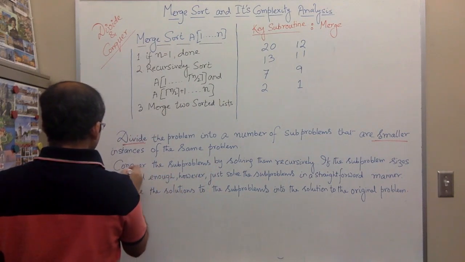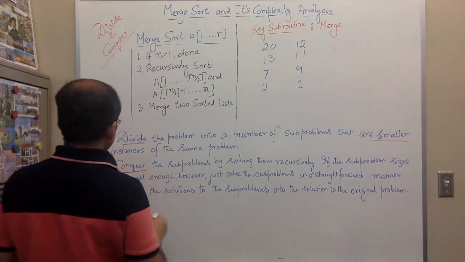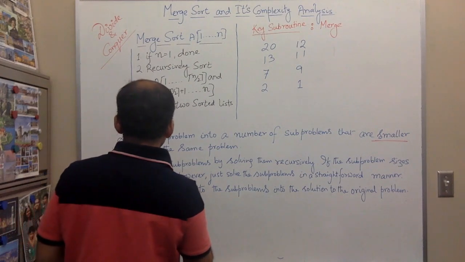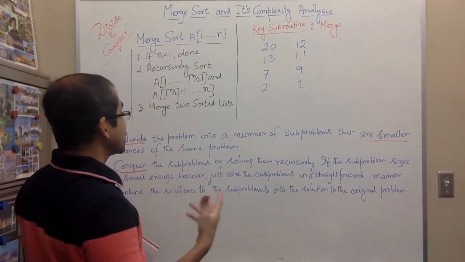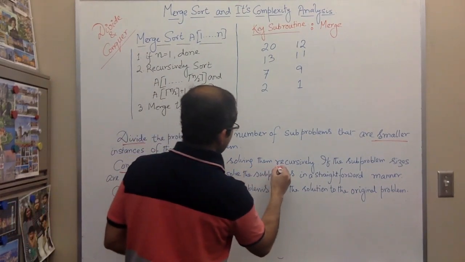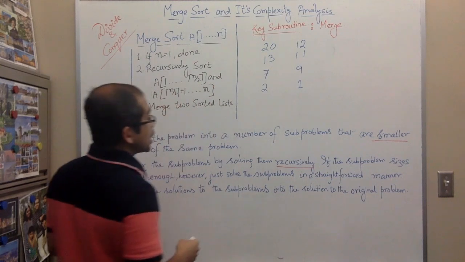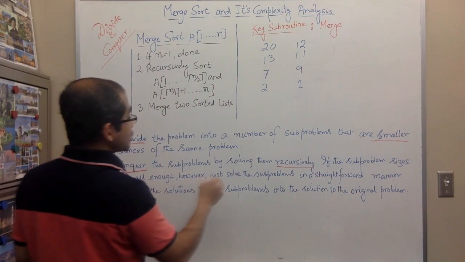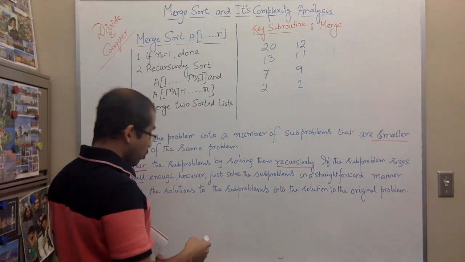Okay, then what we do? We do conquer. What is conquer? Conquer is recursively solving the same sub-problems. They conquer the sub-problems by solving them recursively. If the sub-problem sizes are small enough, however, just solve the sub-problem in a straightforward manner.